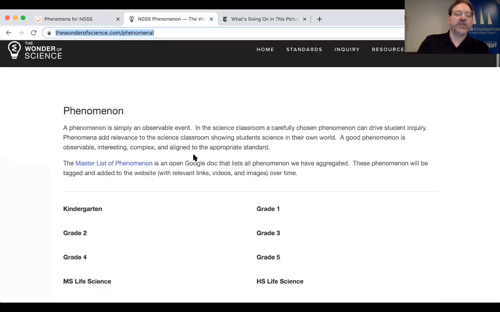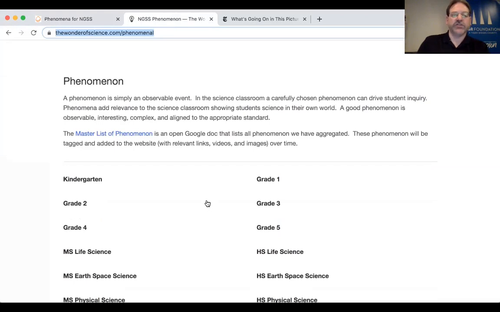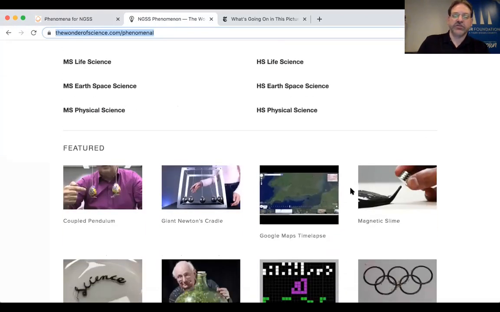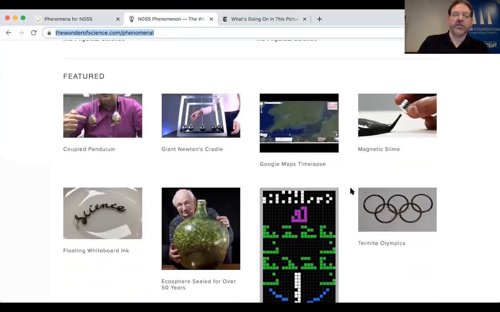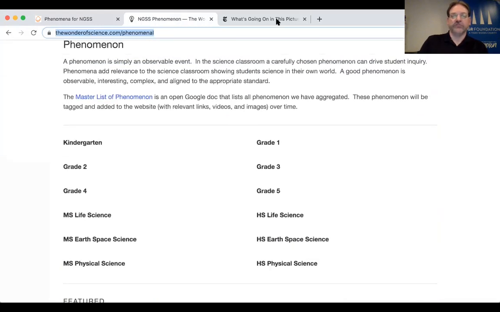Another great website is from the Wonder of Science, and this is their phenomenon repository that also has pictures and videos that can help you with bringing phenomenon into your classroom, but aligns it to grade level and even standards. So this can really help you as you're getting started to learn how to connect it to what you're already teaching and find those phenomenon that are going to be most relevant.